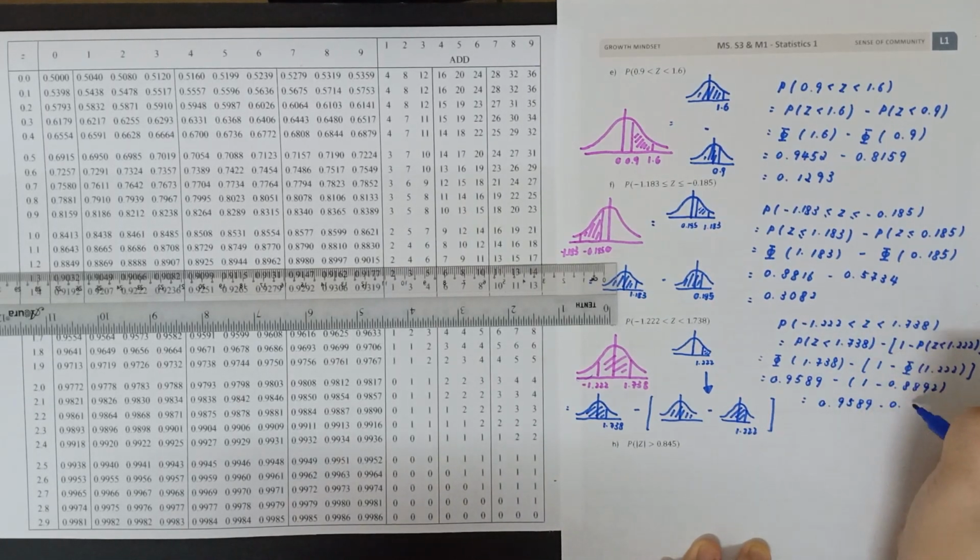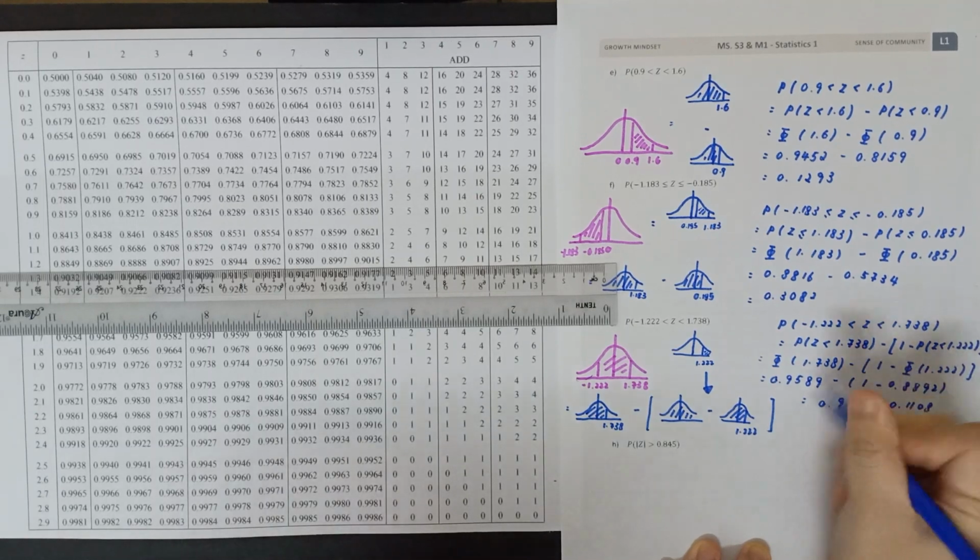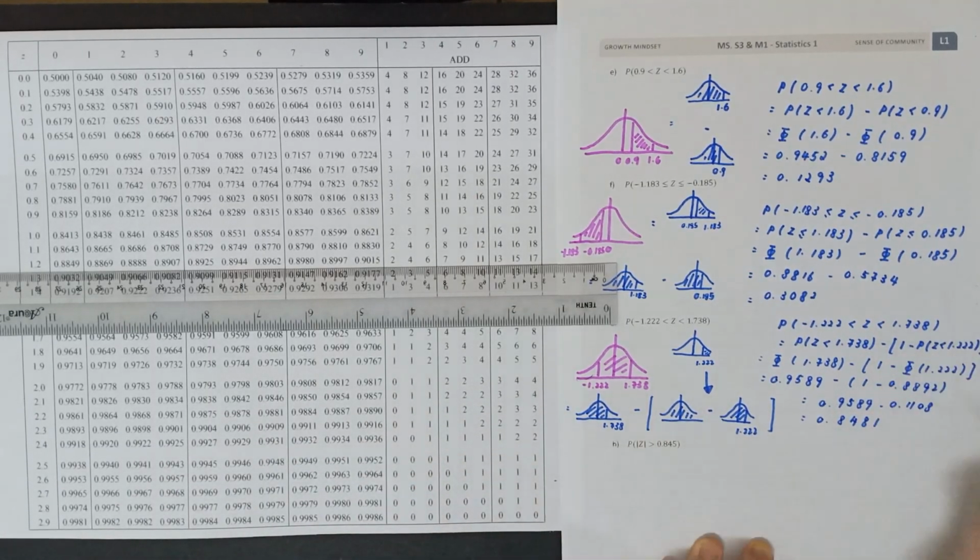Okay, so I use my calculator, then I'll be getting 0.9589 minus 0.11808, which will give me 0.8481. Is that okay? Alright, so move on for the last part.